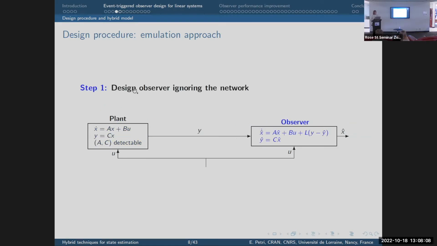We follow an emulation-based approach. And therefore, we first design the observer ignoring the communication network. And we design a linear Luenberger observer that has this form here, where x hat is the state estimate produced by the observer. The observer is a copy of the system plus a correction term. And this correction term depends on the gain L, that is designed so that the matrix A minus LC is Hurwitz, which is possible since (A, C) is detectable.